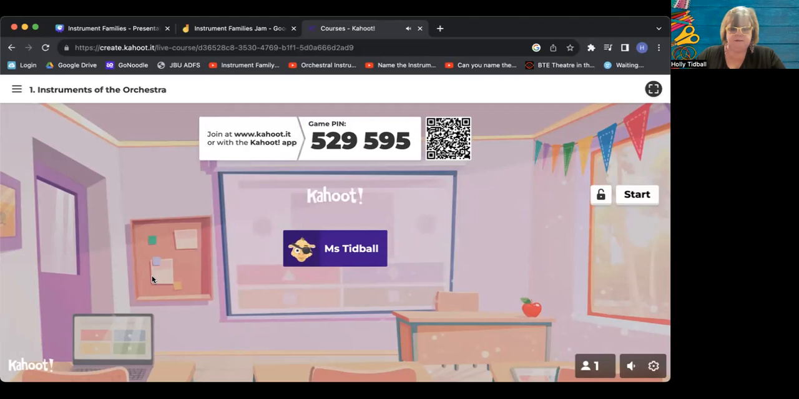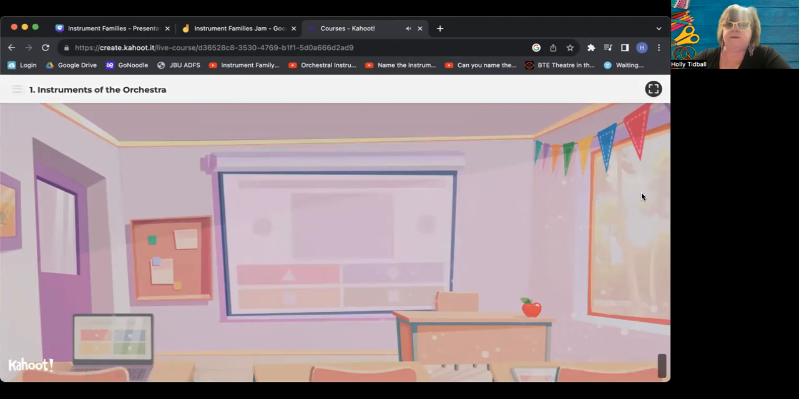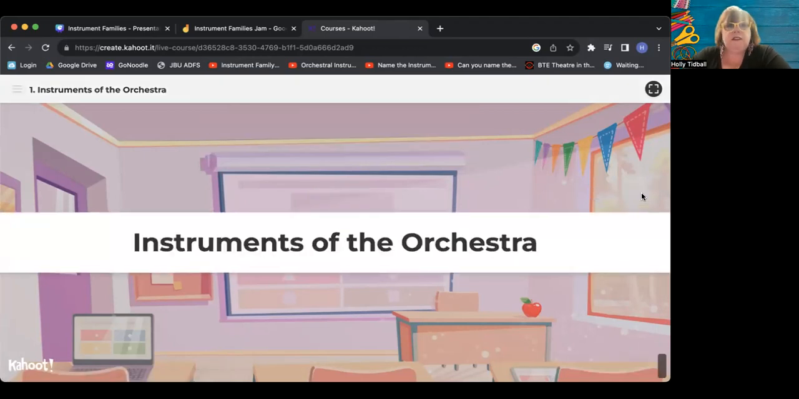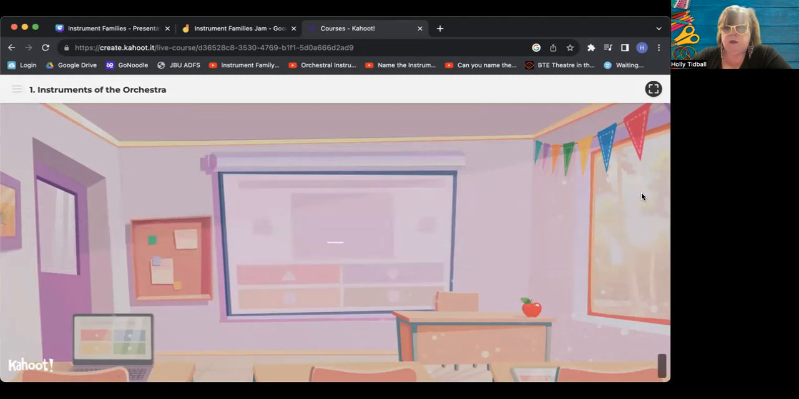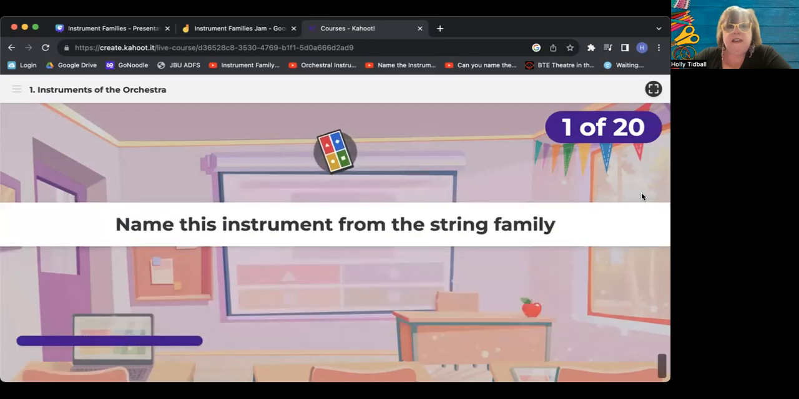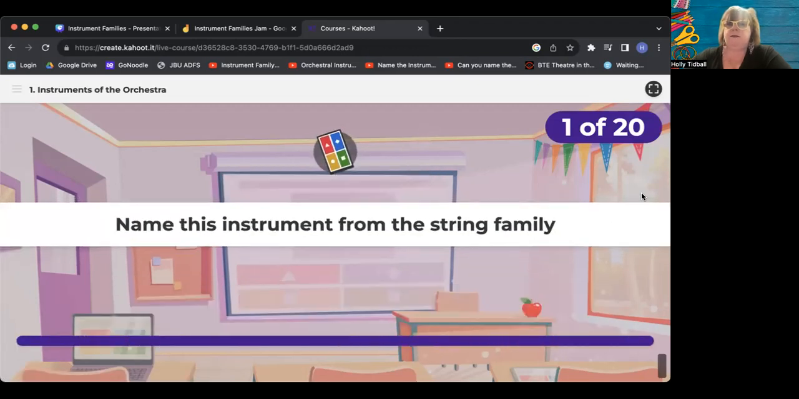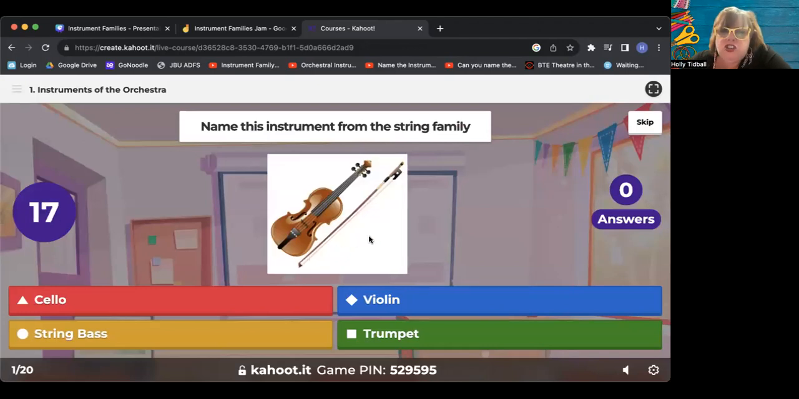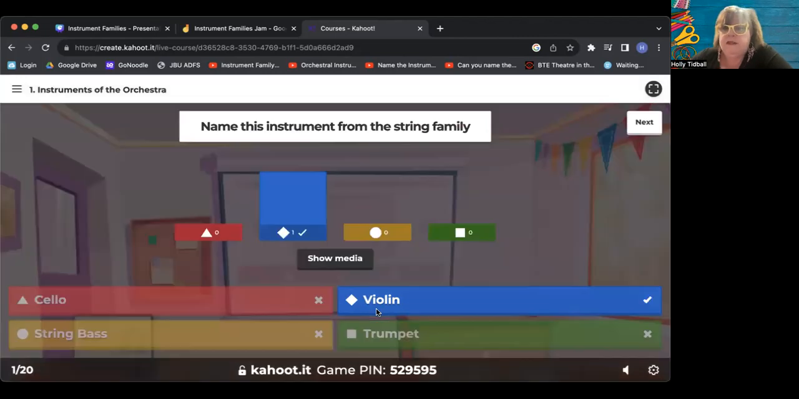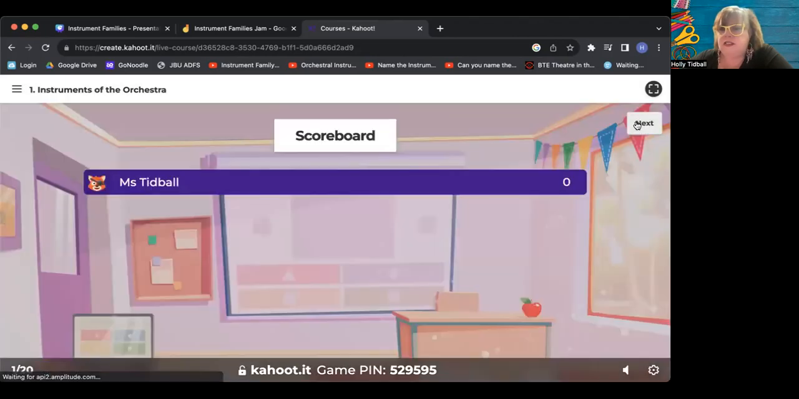There I am. Let's see, I want to be a fox. Okay. I'm going to turn the music off so that we can hear each other, and I'm going to start the game. Instruments of the orchestra, what we've been learning today. 3, 2, 1. Name the instrument from the string family. What is the name of this instrument? I believe it's the violin, so I'm going to put violin. Very good. Okay, let's go to the next one.